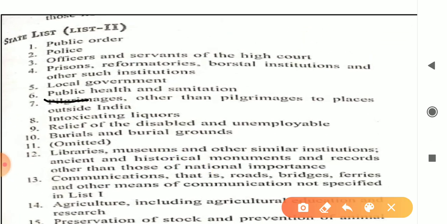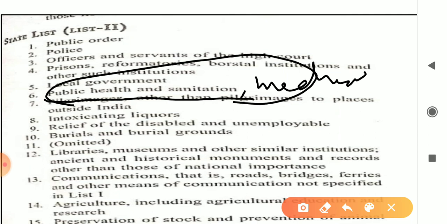Public health and sanitation and the medical. So medical, public health and sanitation are under the State List. State list rahila mane states are empowered exclusively to do legislation over public health, sanitation and the medical.